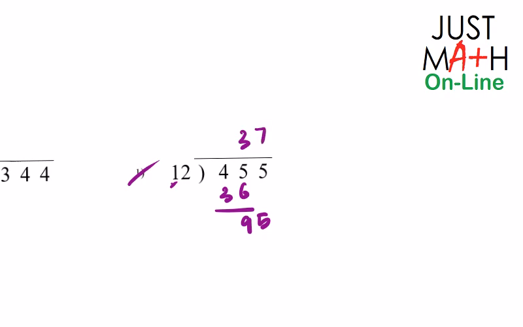So you try 7. 7 times 2 is 14. 7 times 1, 7. 7 plus 1 is 8. 5 minus 4 is 1. 9 minus 8 is 1. This number 11 is less than 12. That means your 7 is correct. So now your remainder is 11.